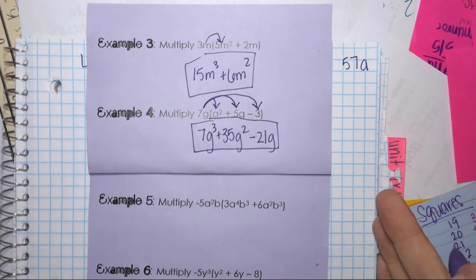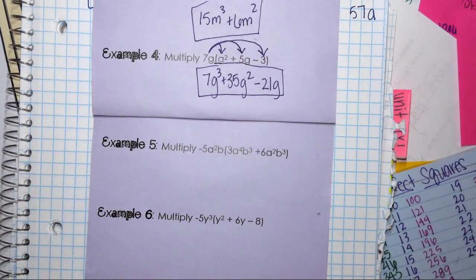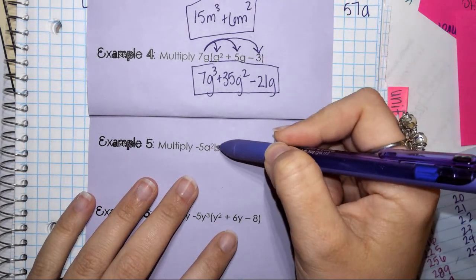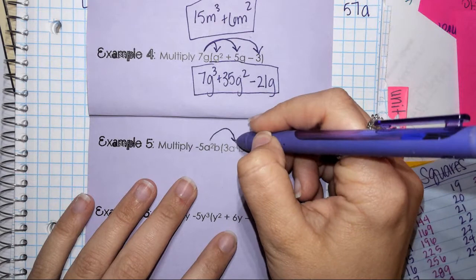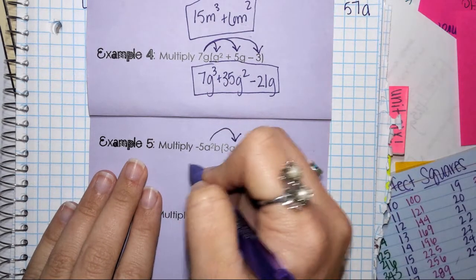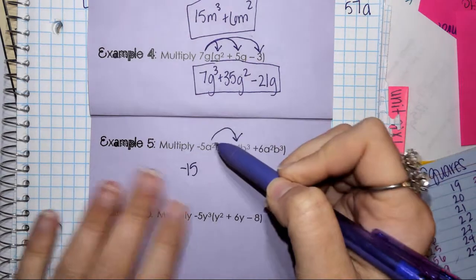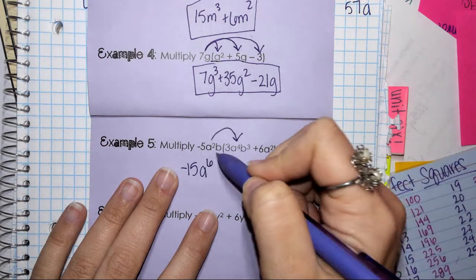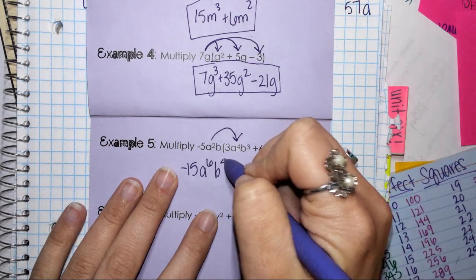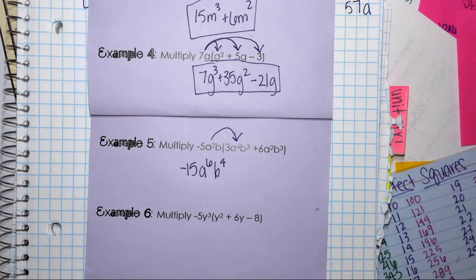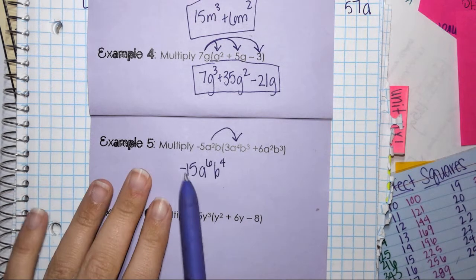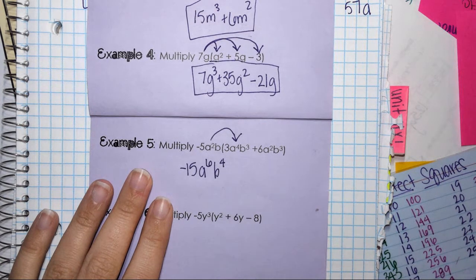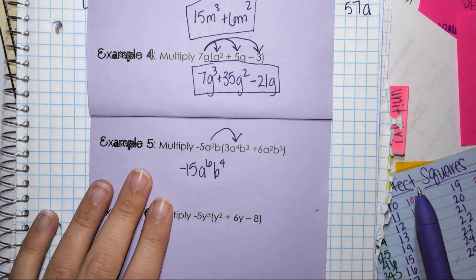All right, example 5. This one is a little different, not that much. You still distribute, but you have to multiply the a times the a and the b times the b, which we can do. Negative 5 times 3 gives us negative 15. Then we're going to multiply our a squared times our a to the 4th, which gives us a to the 6th. B times b cubed gives us b to the 4th. Now remember, when you multiply like bases, you add the exponents.